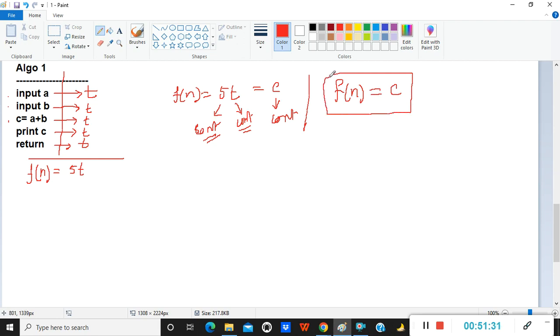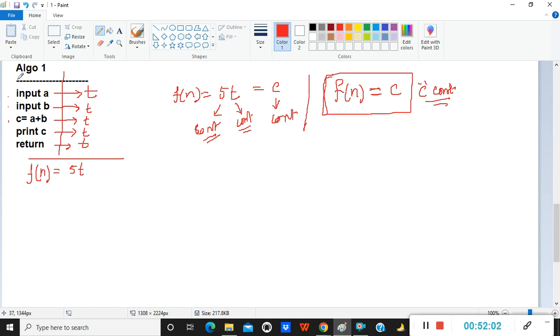This is a constant function. See, on the right hand side of this equal sign, there is no n. So the function, or you may say the time, is not depending on the number of inputs. Whatever the input, it will always take a constant amount of time.